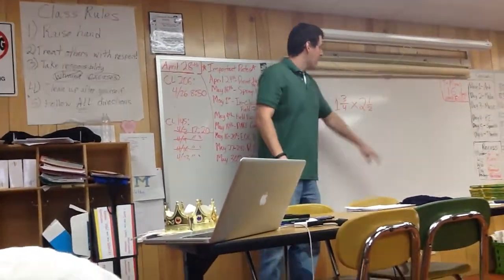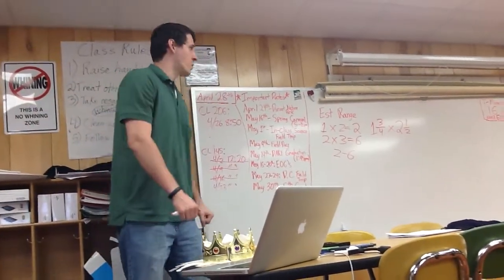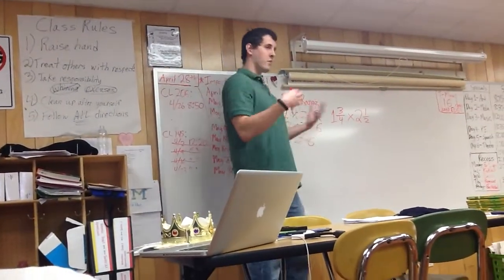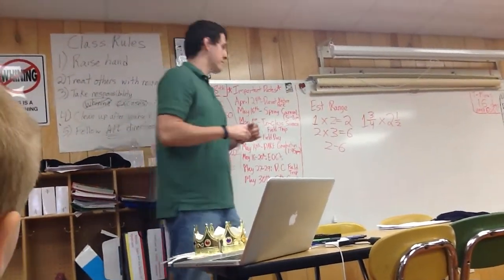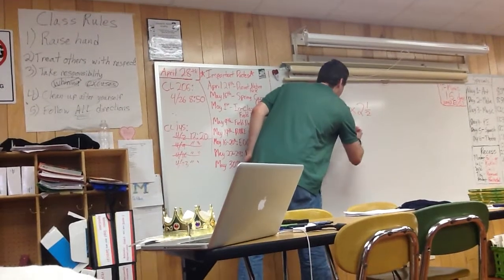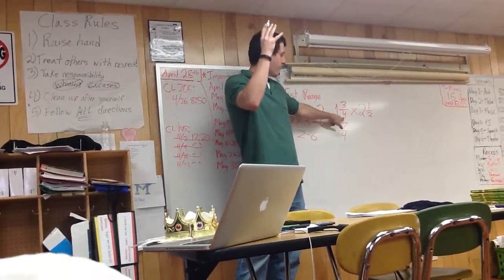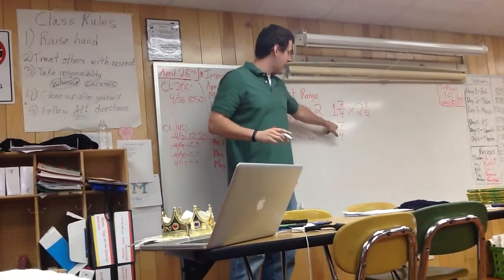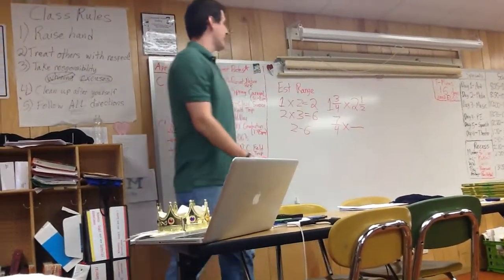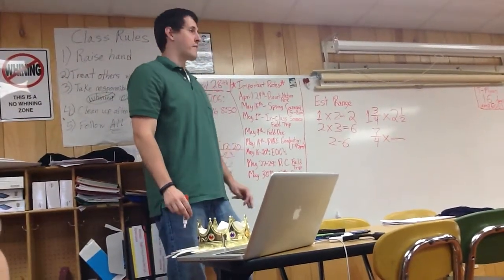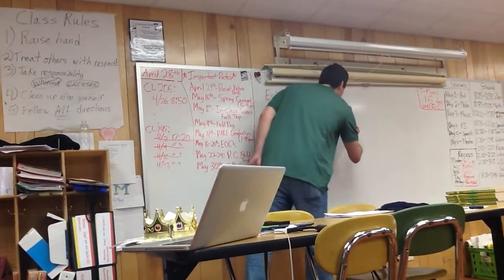So, to multiply mixed numbers, we got to take them and make them improper fractions. So what is 1 3/4? We've done this. What is 1 3/4 as an improper fraction? Armaya? 7 over 4. 7 over 4. Okay? 1 times, you have one group of 4, so 1 times 4 is 4, plus the 3 extra, 7. Alright, what is 2 1/2 as an improper fraction? Dylan? 5 over 2. 5 over 2.